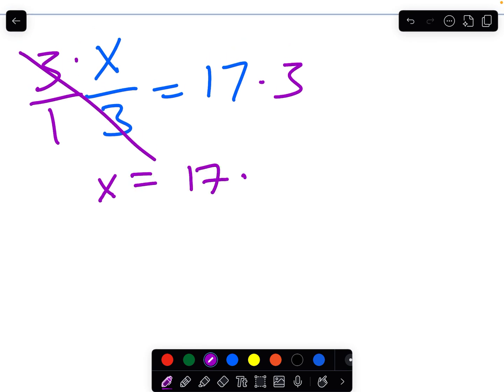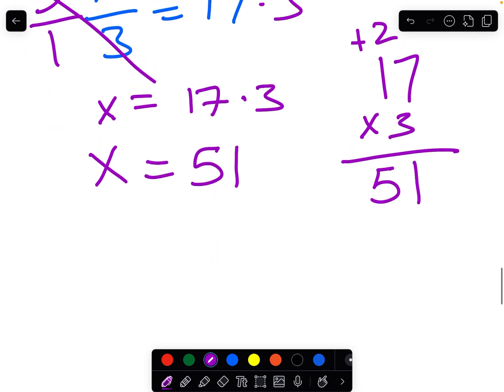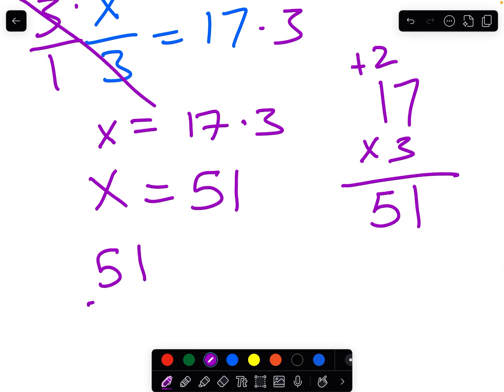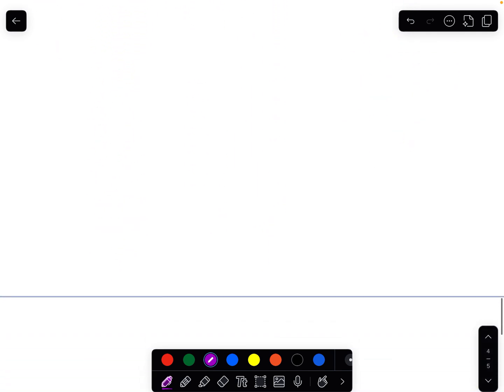X equals 17 times 3. Let's do that out. 3 times 7 is 21. I'm going to add 2 in the next column. 3 times 1 is 3. Add 2, and that is 51. So x equals 51. Another way, if I want to check it, I can say 51 divided by 3 equals 17. If it checks, then I'm right. I already checked it, so it does work. And so that's how you would do that.